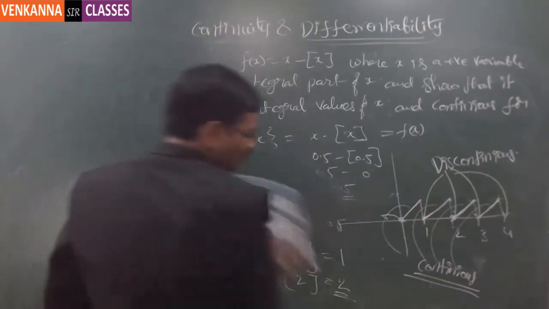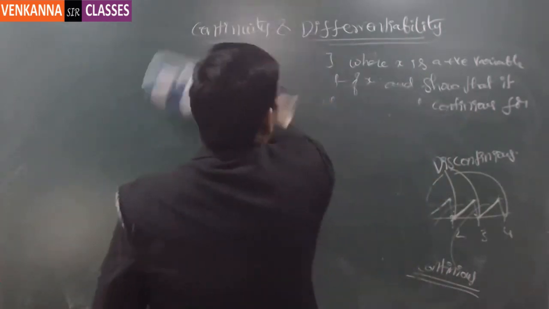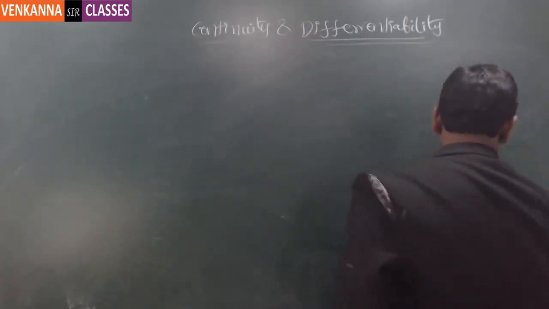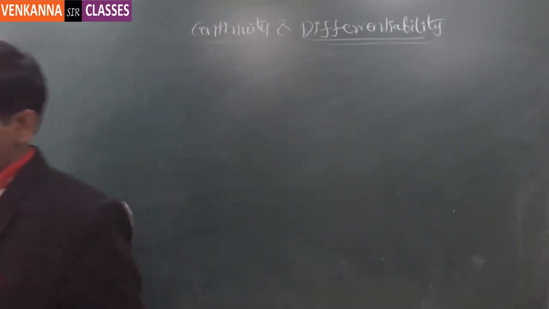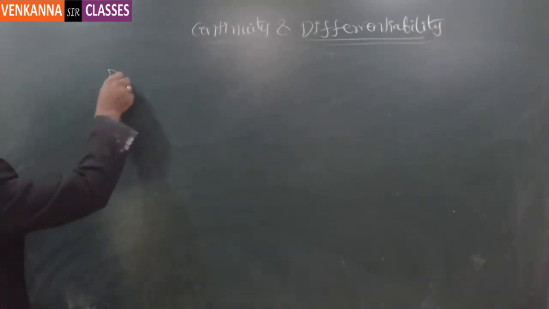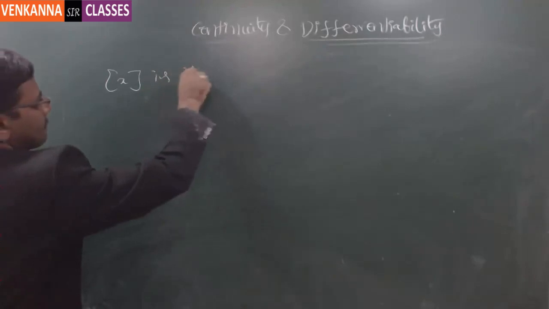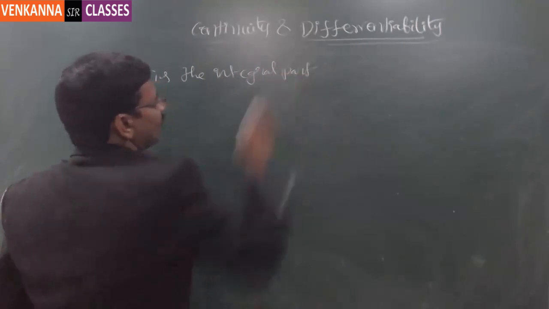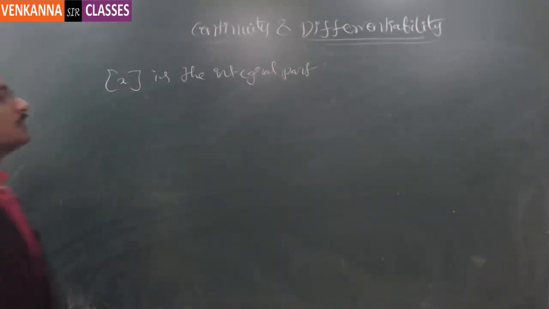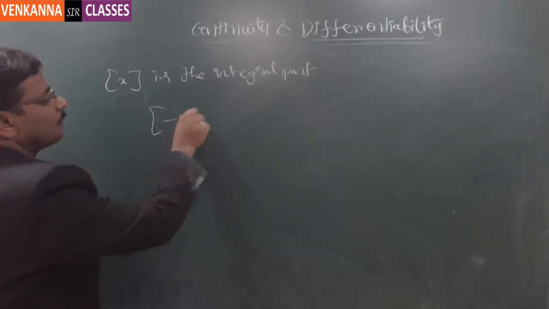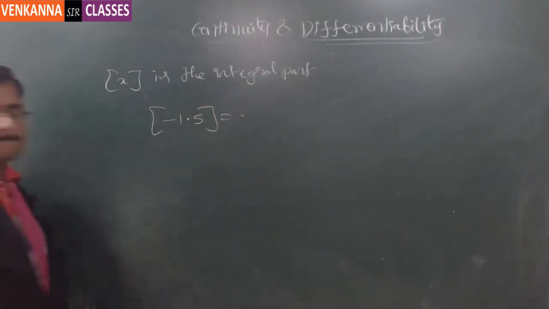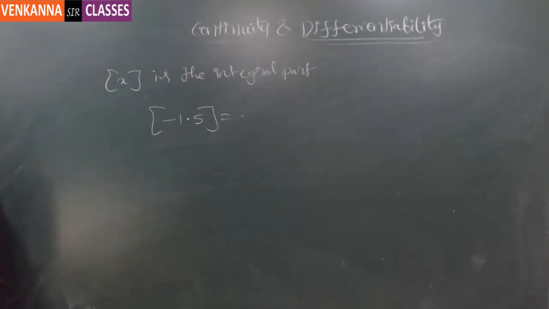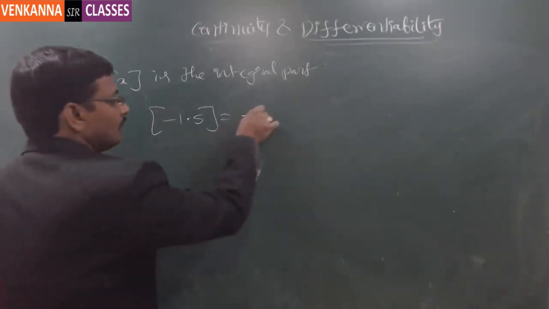So I think you people need to understand what is step x, set x and all. Maybe that is the reason you are getting confused. Step x is defined as the integral part. Now the graph of this step x, so many people get confused: what is step of minus 1.5? It will be minus 2, not minus 1.